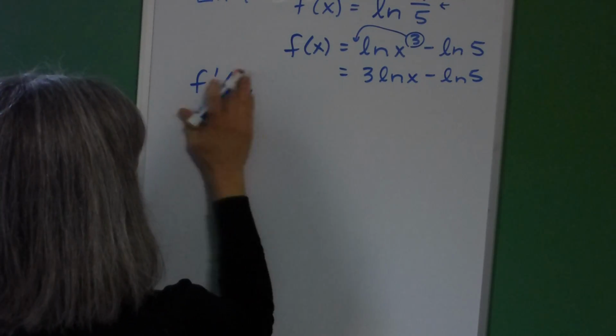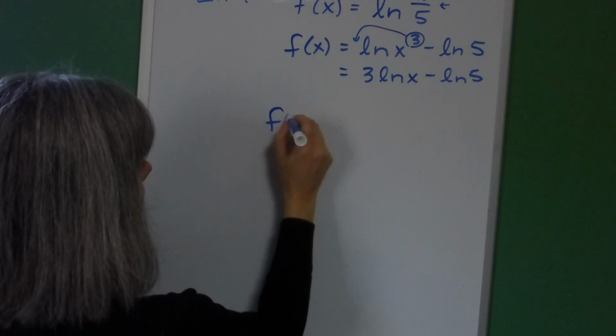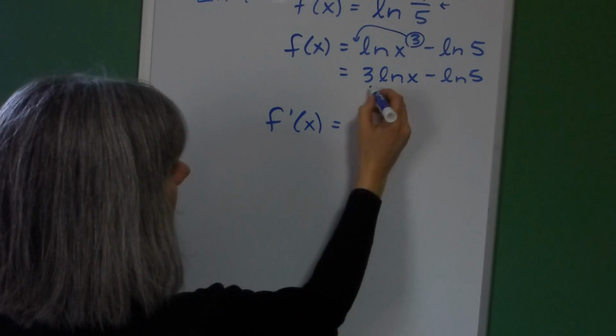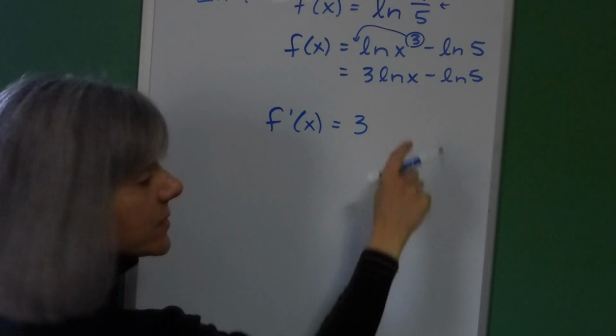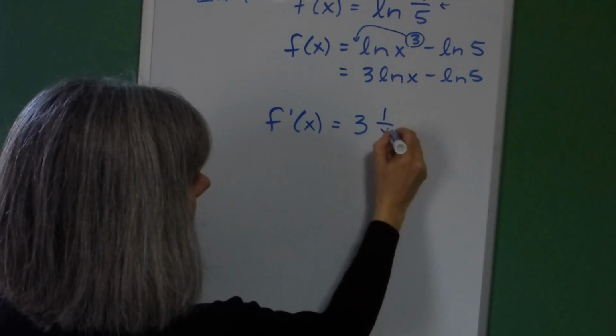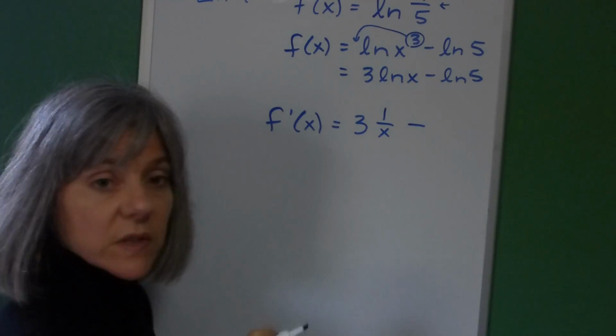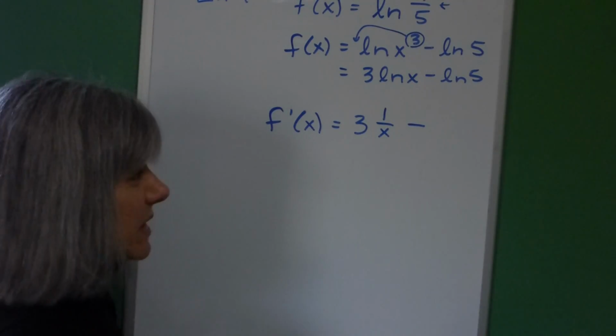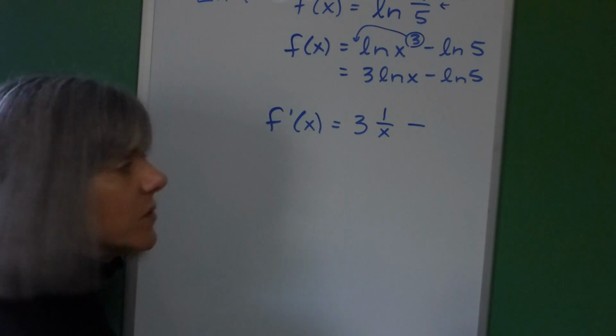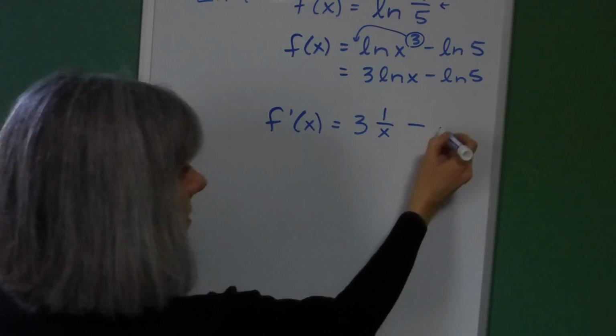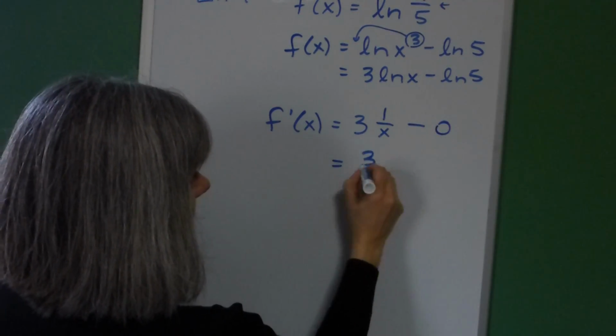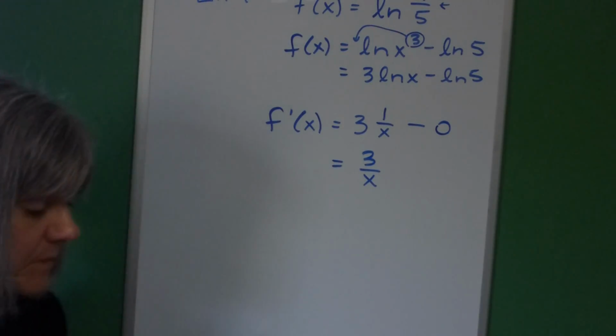So let's see if I can write it down here a little bit better. The 3 comes down. 3 times the derivative of ln x, 1 over x, minus the derivative of ln 5. Remember, ln 5 is a number. It's about 1.6 or so. So the derivative of any number is 0. So that means our final answer is 3 over x.